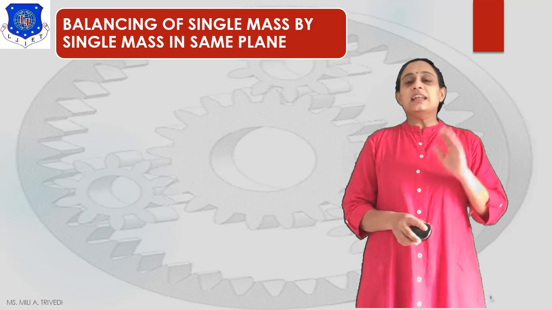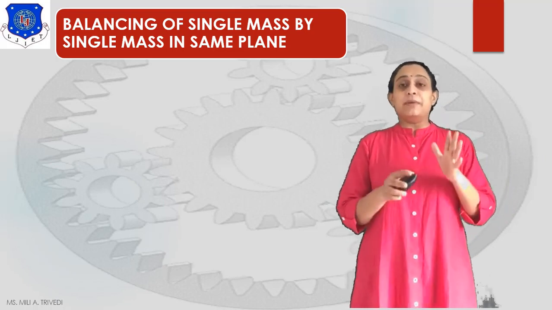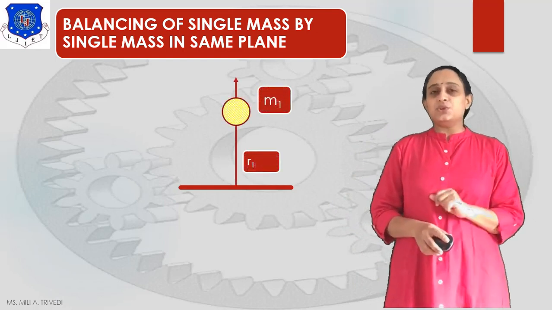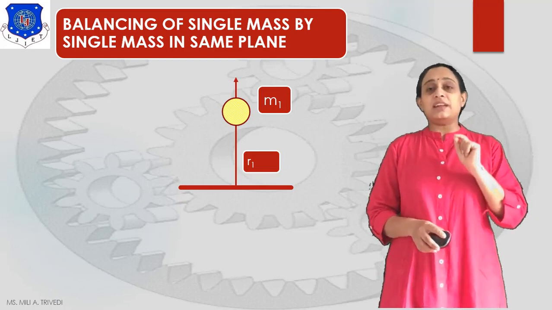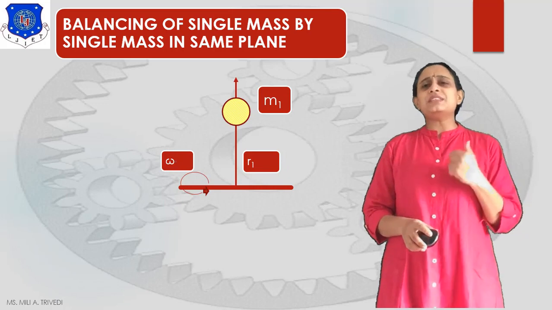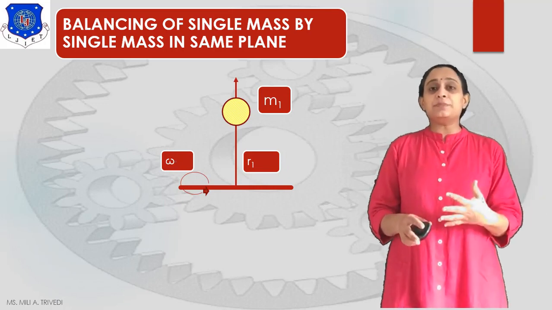In our case, let us study our first topic, which is balancing of a single mass by a single mass in a single plane. Let us assume there is a shaft and there is a mass m1 attached at radius r1. Now assume this shaft is rotated at angular velocity omega. Then what will happen?